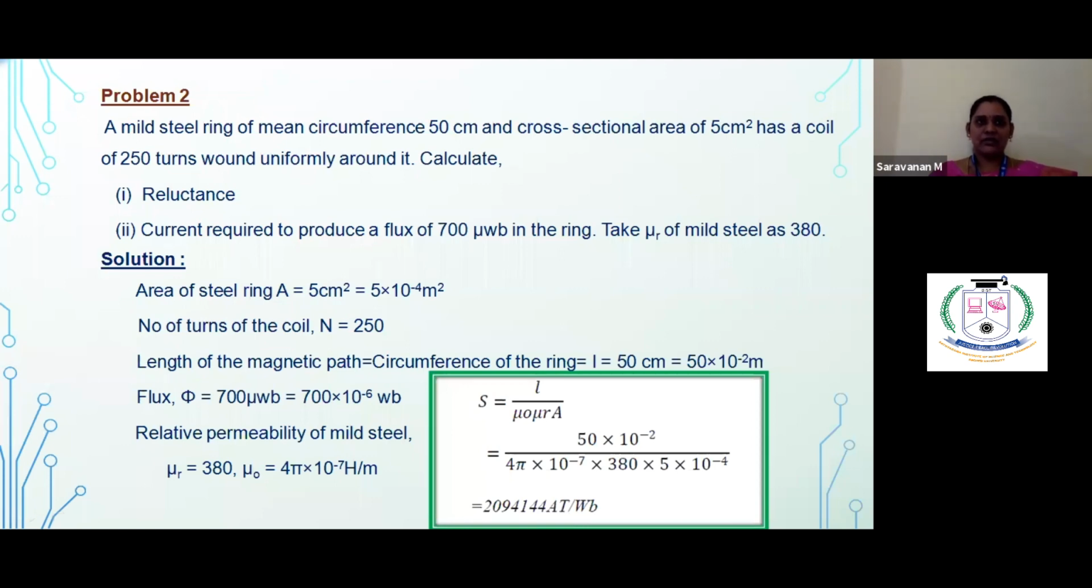Now how to calculate your current? Current I is what you need to calculate. So you have another formula for reluctance: S is equal to Ni by phi.